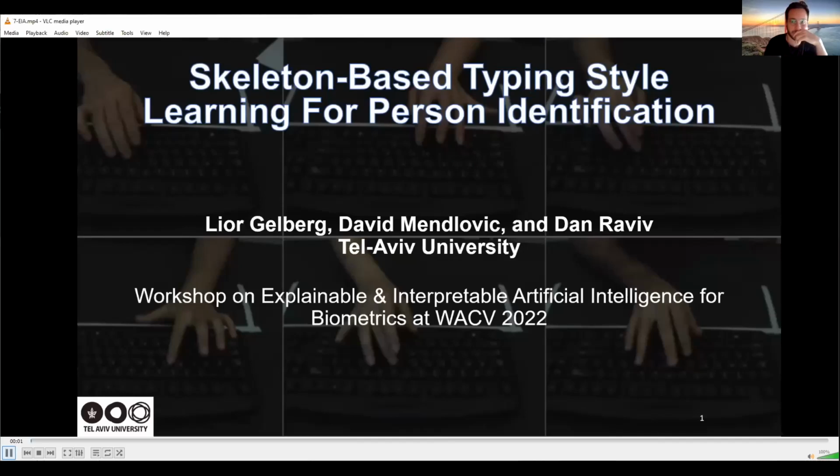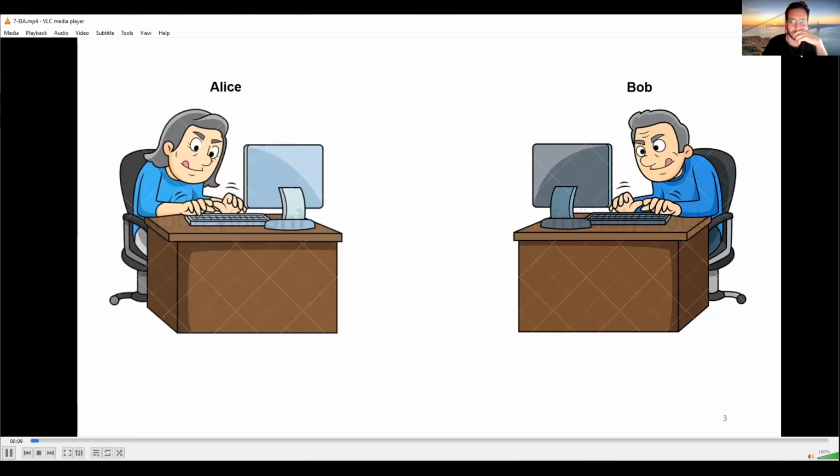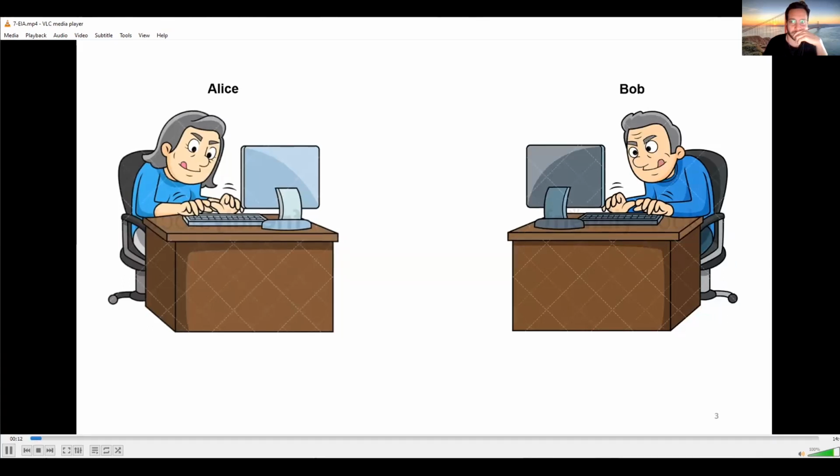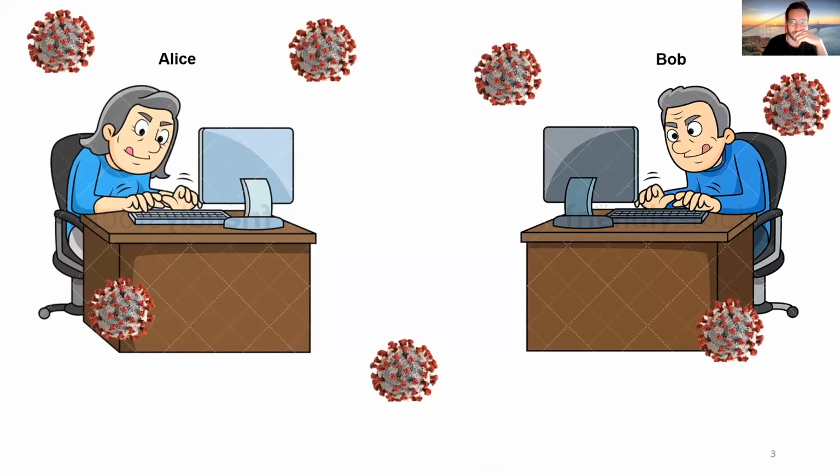This work deals with person identification according to his unique typing style. Today, in a digital world where all is done using computers and remote communication, the need for a solid identification method is arising. On top of that, the COVID-19 pandemic sped up the need for remote services.